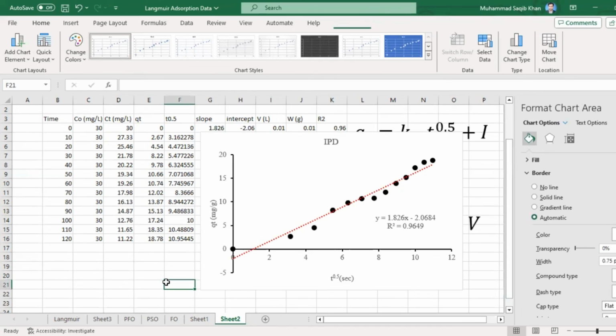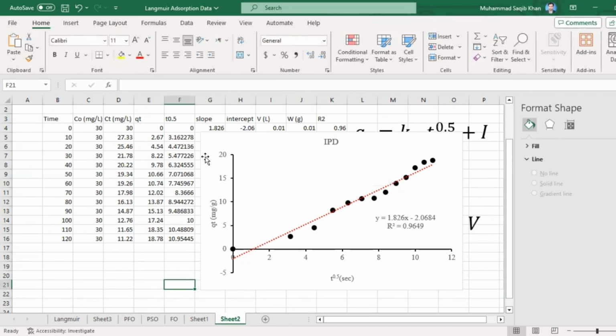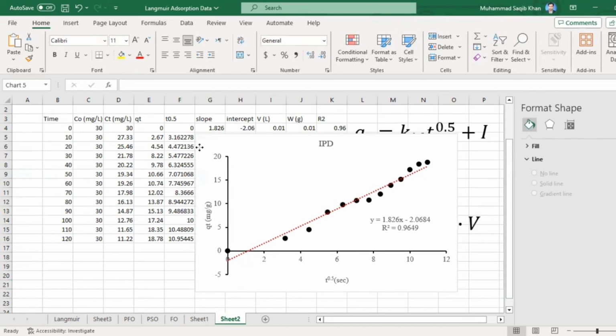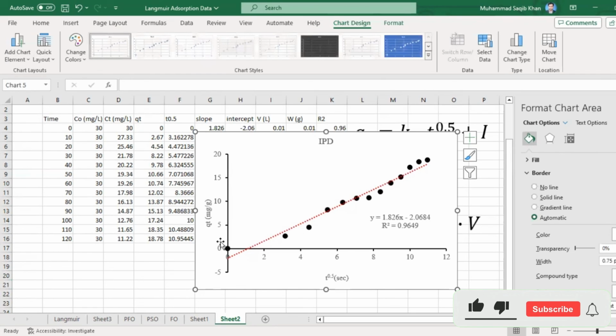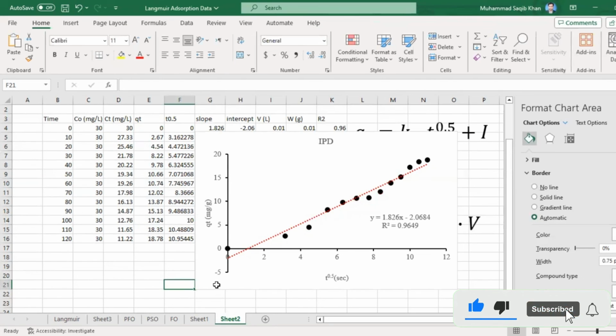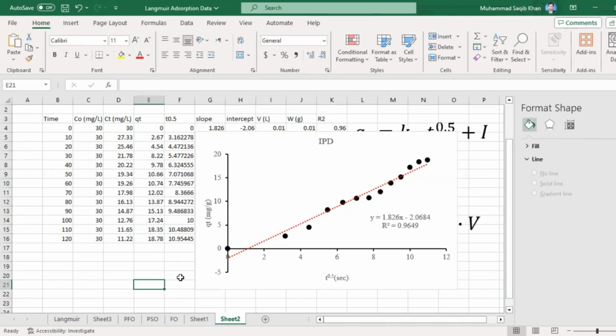Hopefully you understand how to plot the data in the IPD model and interpret the data. If you obtain a negative intercept, then you can explain that it can be the combined effect of different systems. It can be due to the film diffusion process and the interaction between the film diffusion process and the surface reaction.